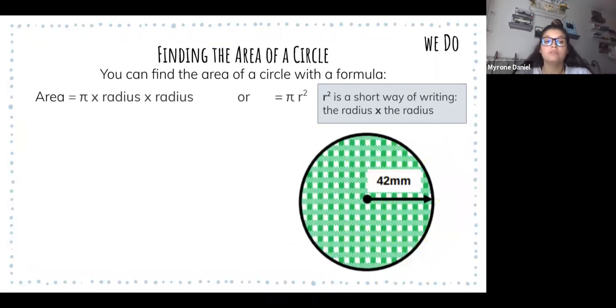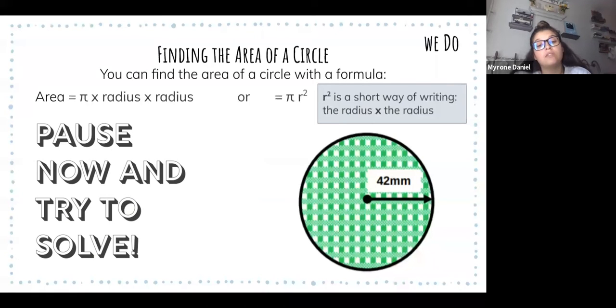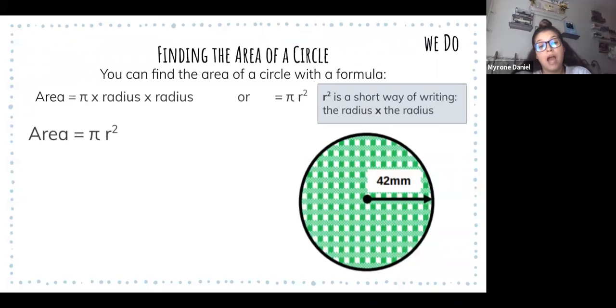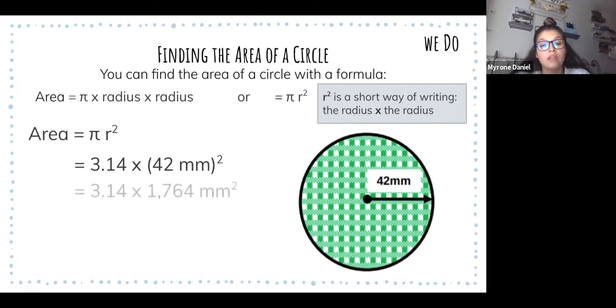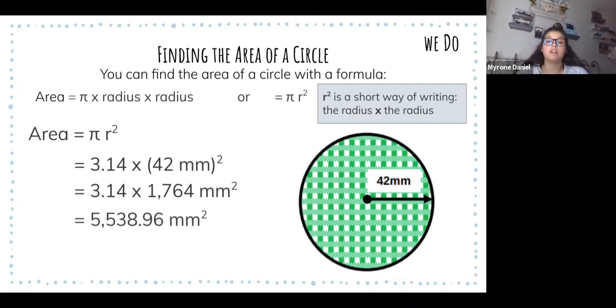Okay, so now it's a we do. We have the radius and we're going to multiply it out, and our radius is 42 millimeters. So our area is the pi, which is 3.14, times r squared. That's going to be 3.14 times 42 millimeters squared. 42 times 42 is 1,764. And that times 3.14 is going to give us 5,538.96 millimeters squared. So that is going to be our area of the circle.